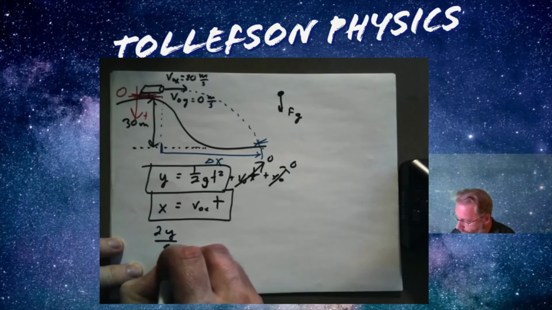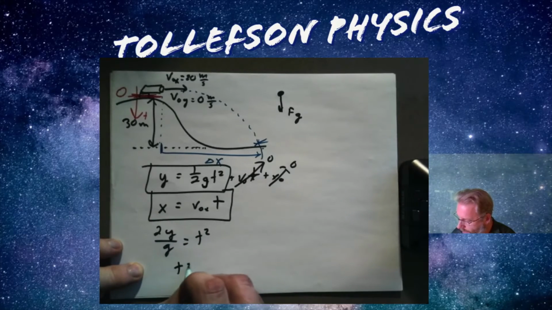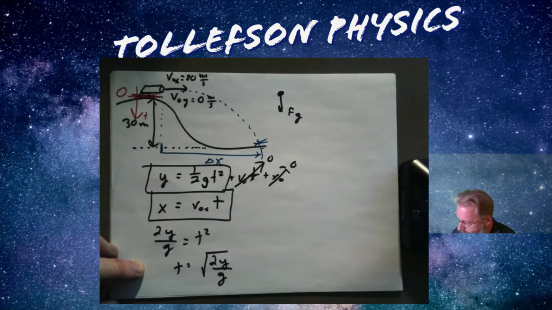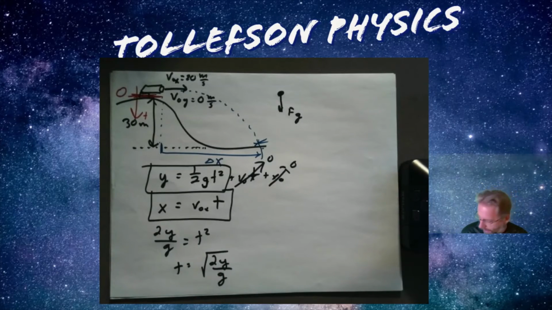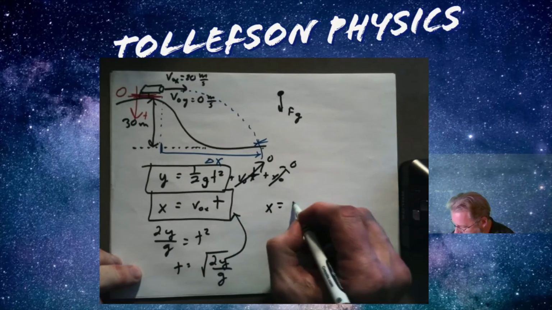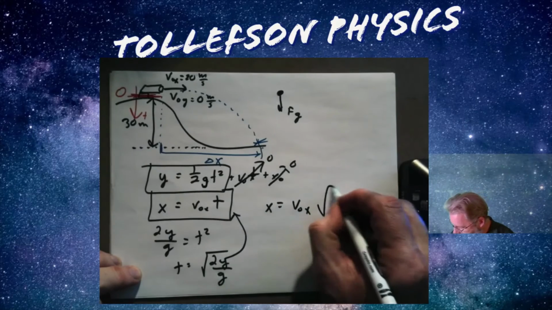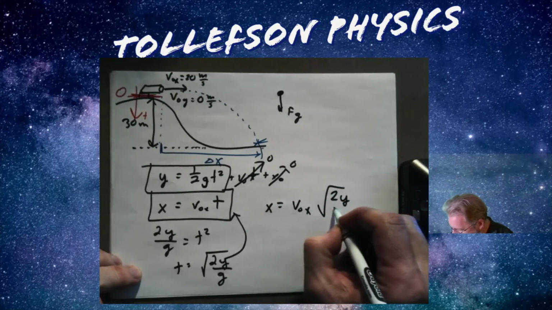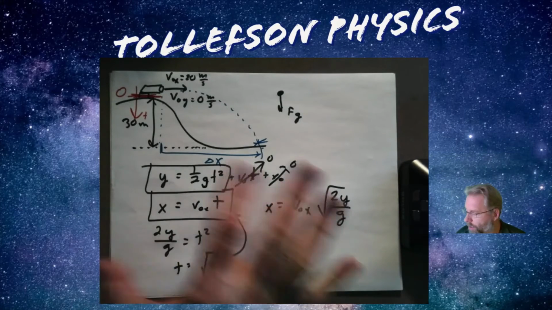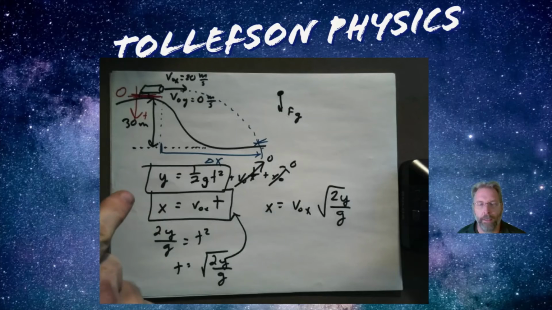I get 2y over g equals t squared. So t equals the square root of 2y over g. And I apologize, my y's and g's look similar. And so then I can put that into this equation. So now x equals v naught x times the square root of 2y over g. All right, so this is a general expression that I derived from my basic equations of kinematics that we learned in Unit 1.